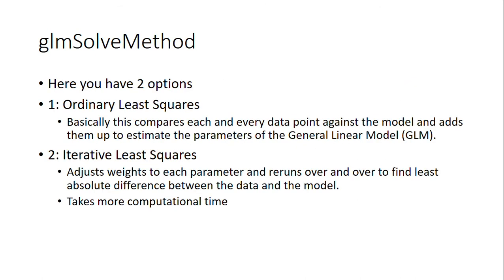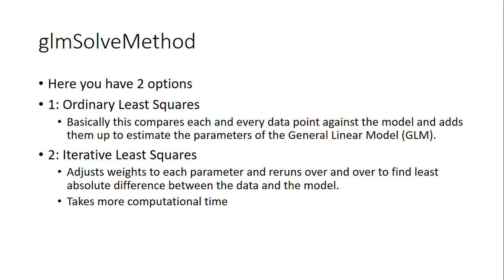So this is where we get to the beef of the function. It's the glmSolveMethod. You have two options. One's going to be your ordinary least squares. If you choose number 1, you're going to use ordinary least squares. Number 2 will be the iterative least squares.